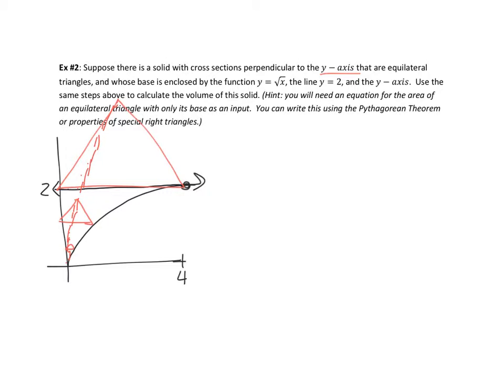Now remember, step 2, after we sketch a graph, is to come up with a formula of area. And this is where my hint comes in. It says you'll need an equation for the area of equilateral triangles with only its base as an input. Well, let's do that off on the side. We know that the area, having some trouble writing, equals 1/2 base times height. Now, in an equilateral triangle, here's the base, and here's the height.